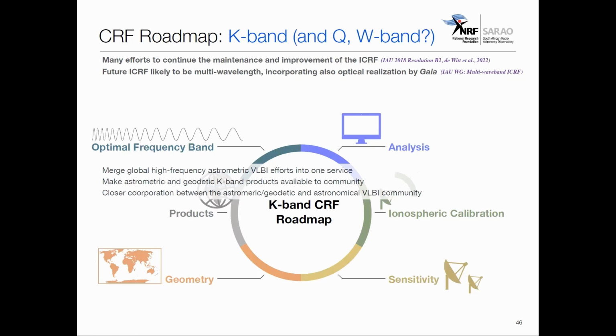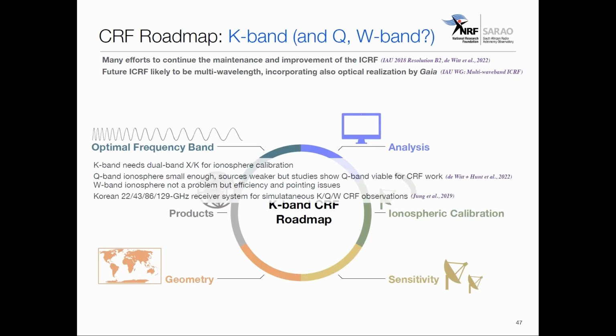And then also closer cooperation between the astrometric, geodetic, and astronomical VLBI communities is another thing that we are looking at. And then in terms of what is the optimal frequency band, we know that K-band needs dual band, XK, for example, for our ionosphere calibration. Q-band, the ionosphere is small enough, but the sources are weak.